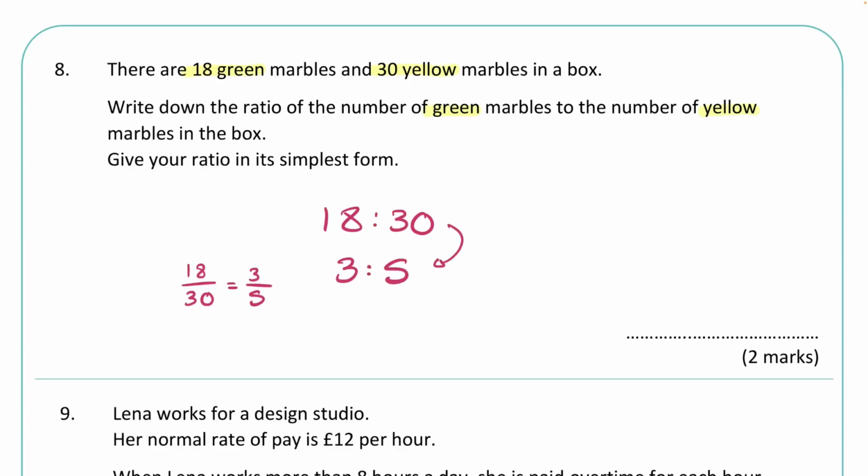If you want to show the working out for that, it is only dividing by 6, so it wasn't a difficult one to simplify. But if you had quite a challenging ratio, that's a really, really nice method for simplifying a ratio. So there we go, 3 to 5 is my final answer.